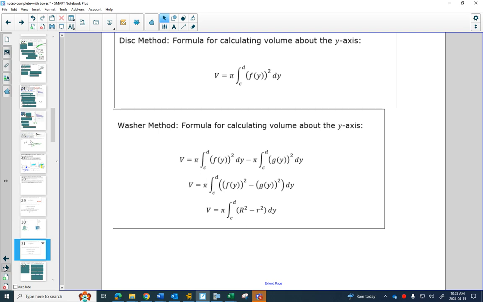So again, you can tell which one you're going to use if it says it's rotated around the x-axis or if it's rotated around the y-axis. These ones with the dy are all ones that would be rotated around the y-axis.